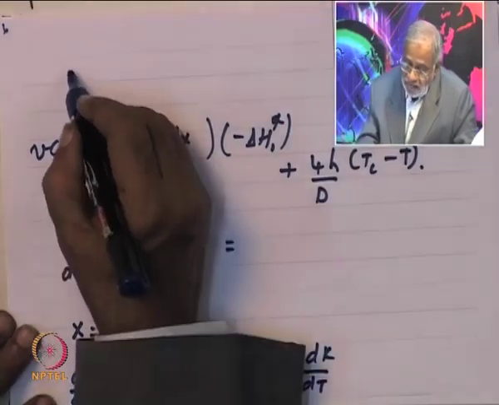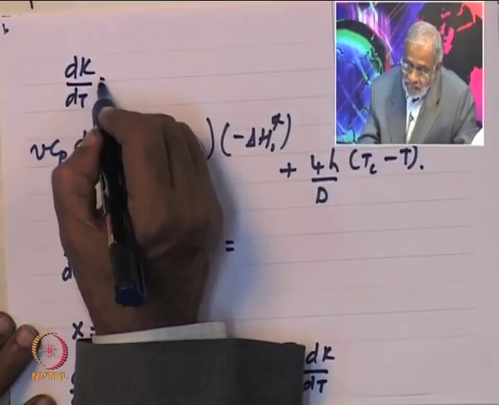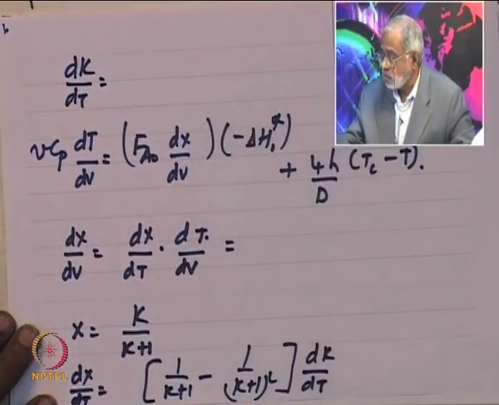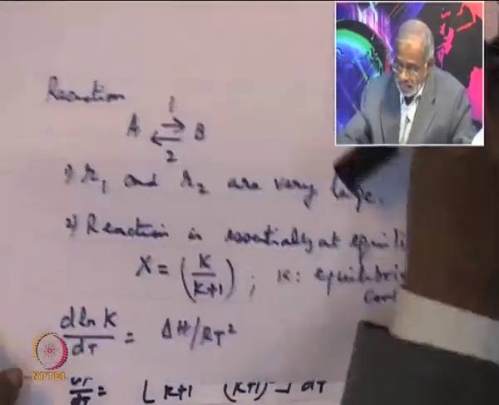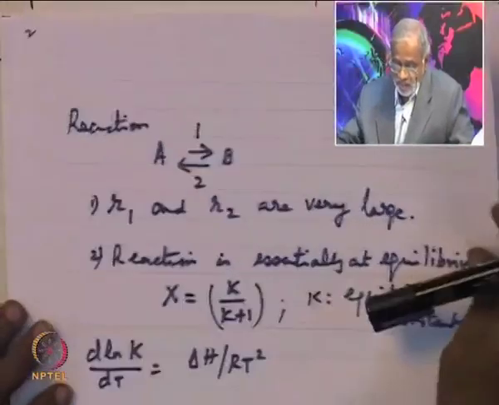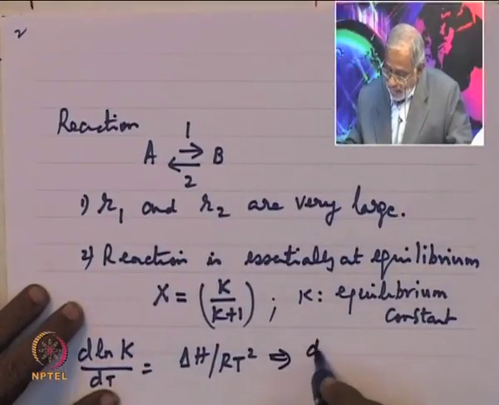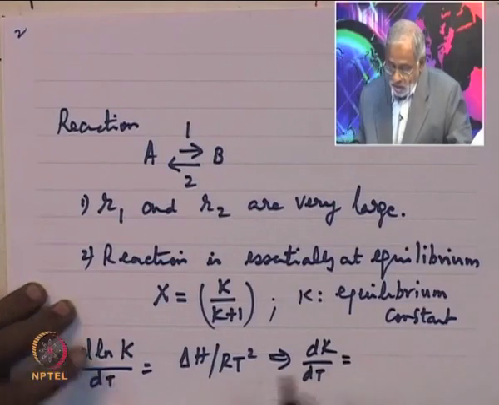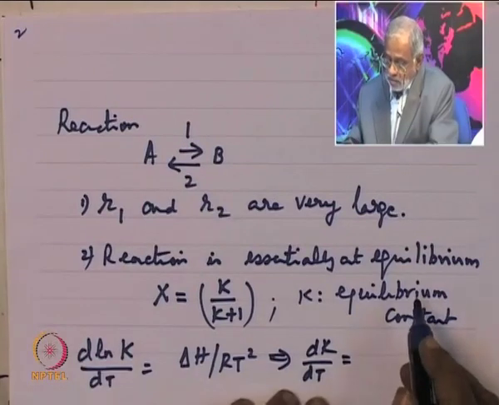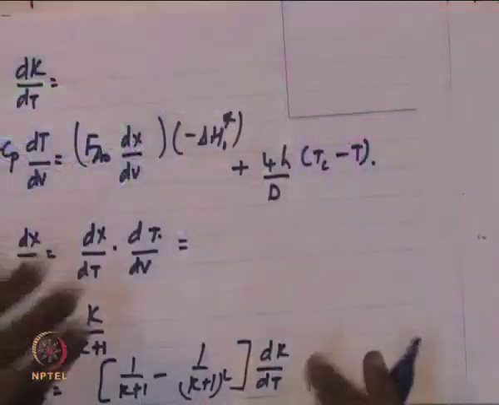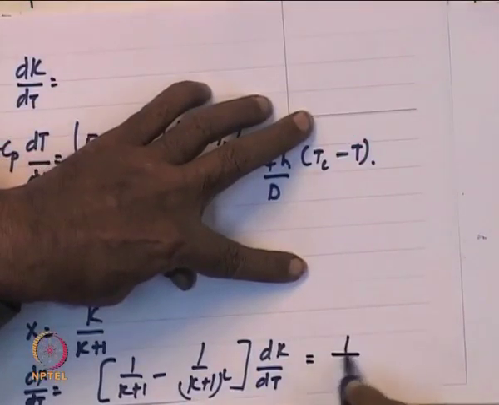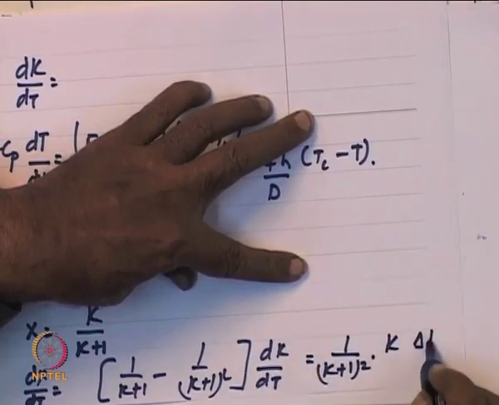Where is Van't Hoff's equation? Just go back to Van't Hoff's equation and then ask this question, what is dk/dT? It is 1 by k times dk/dT equals delta H by R T squared. So, dk/dT becomes k times delta H by R T squared. So, what it means is that this simplifies as 1 by k plus 1 whole squared times dk/dT, where dk/dT is k times delta H by R T squared.